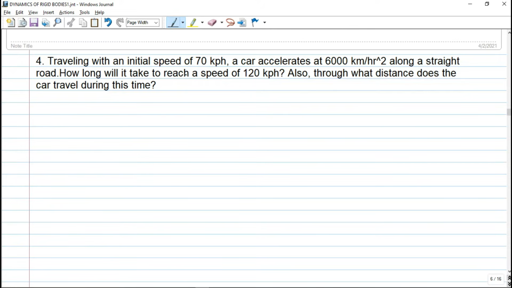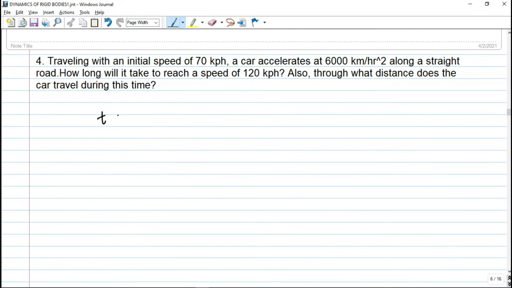We have this fourth problem. Traveling with an initial speed of 70 kph, that is kilometers per hour, a car accelerates at 6,000 km per hour squared along a straight road. How long will it take to reach a speed of 120 km per hour? Also, through what distance does the car travel during this time? Okay, so we have two requirements, guys. How long will it take this car to reach a speed of 120 kph?